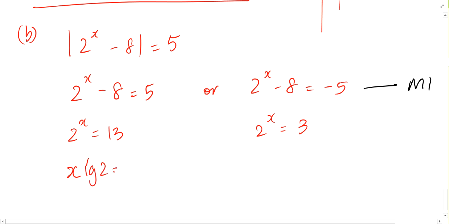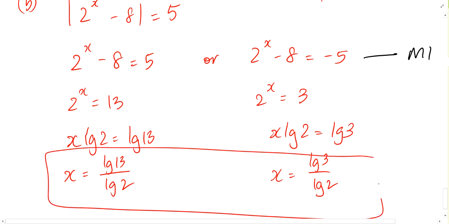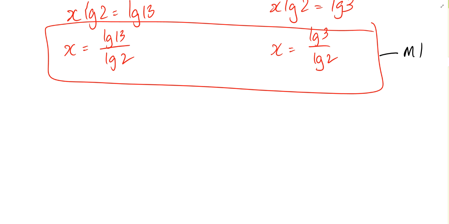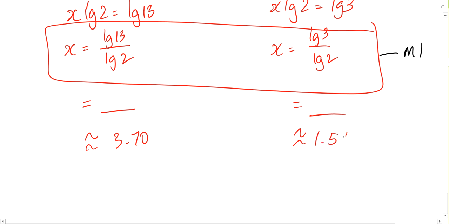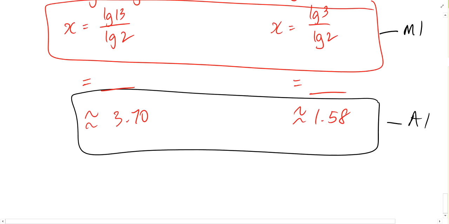Continue to make x the subject. So x log 2 equals to log 13. X log 2 equals to log 3. Make x the subject. X equals to log 13 over log 2. X equals to log 3 over log 2. For all of these, you get 1 mark. So finally, just evaluate. 3.70, 1.58. This is our answer mark. So easy, right?